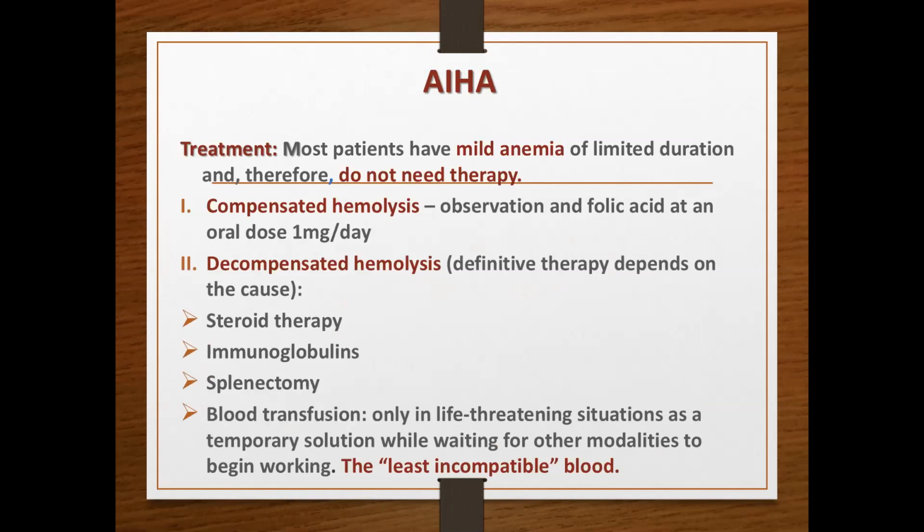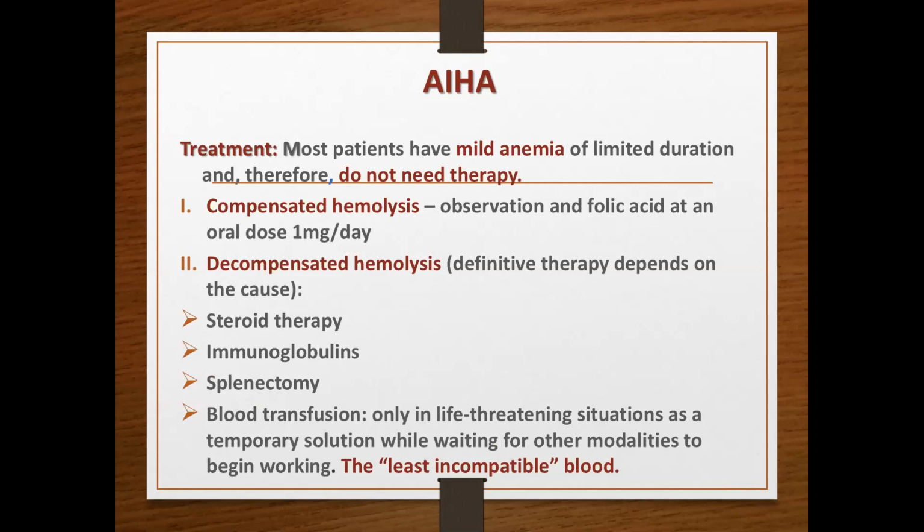Treatment of autoimmune hemolytic anemia: most of the patients have mild anemia of limited duration, therefore they do not need therapy. In compensated hemolysis, we just observe the patient and give him folic acid at an oral dose of 1 milligram per day. But when he has decompensated hemolysis, then definitive therapy is indicated, depending on the underlying cause, like steroid therapy, intravenous immunoglobulin, and in severe chronic long-standing cases, we can do splenectomy.